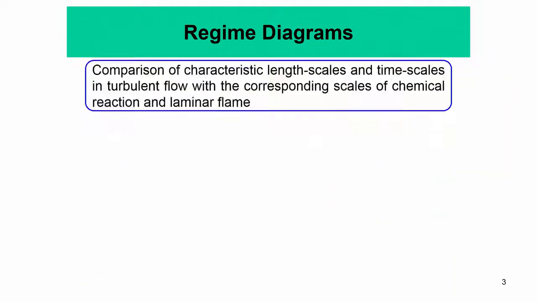Okay. So, now to understand how turbulence interacts with the flame, we need to basically compare the characteristic length and time scales in a turbulent flow with the corresponding scales of chemical reaction and the laminar flame. Okay. So, that is important, and we need to consider the length and time scales of the turbulent flow and compare them with the corresponding length and time scales of the flame, and then we find out where turbulence will win, where the flame will win, and where both can compete with each other.